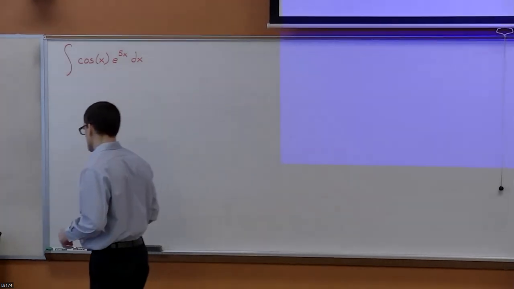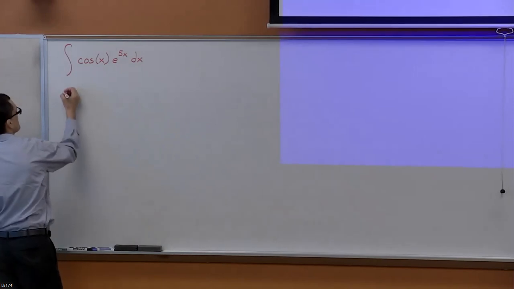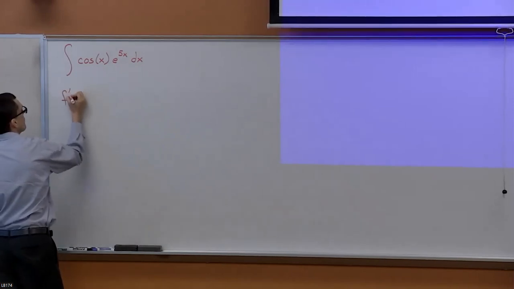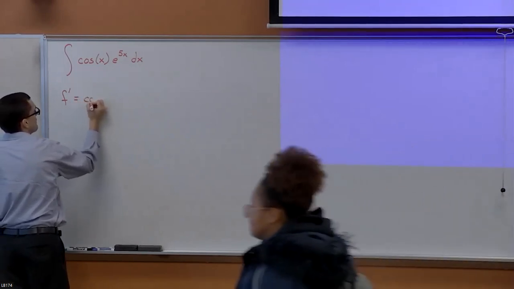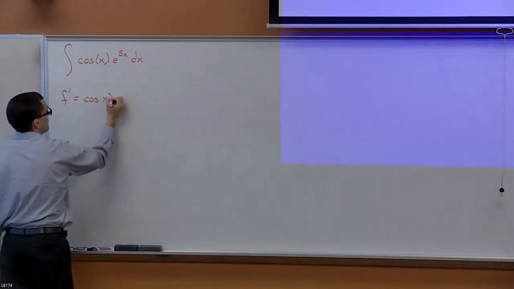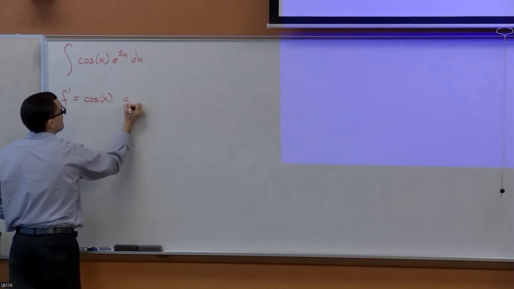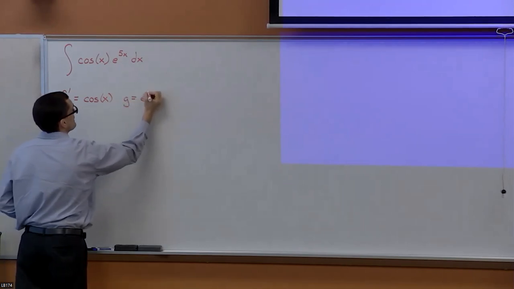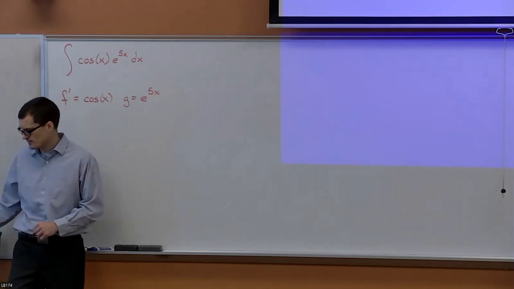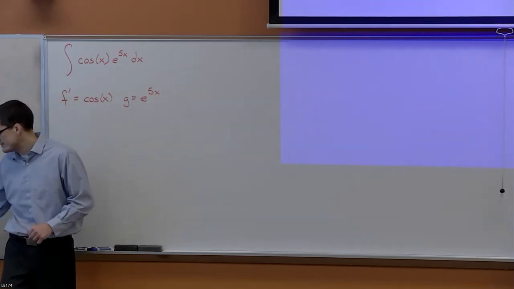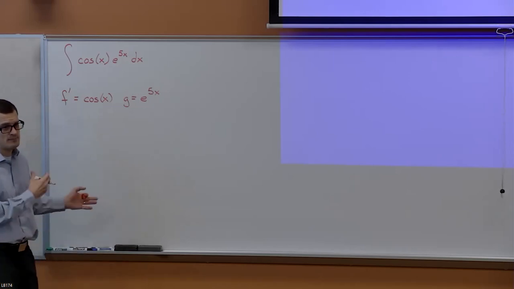I had forgotten which one we called which last time. So since we used f prime as the exponential last time, this time I'll use f prime as the trig and g as the exponential. Again, you could have done it the opposite way if you'd like.